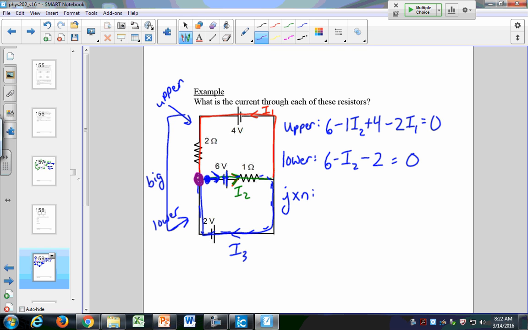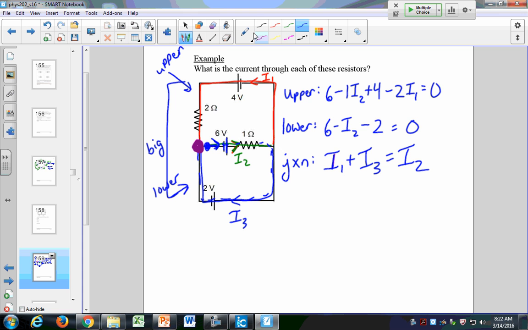I'm going to say the incoming current equals the outgoing current. Now for this junction, I have 2 incoming currents. What are they? Right, so I have I1 plus I3, and that's equal to I2. So these are my 3 equations, and I want to solve these three equations to calculate what is I1, I2, and I3.